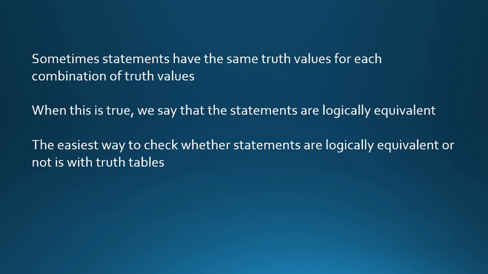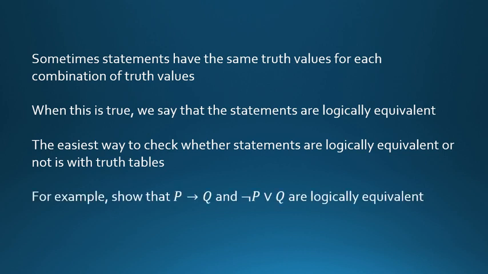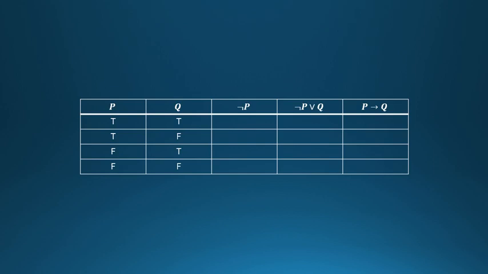So we're going to get right into a sample problem to see what we're talking about here. We're going to show that P implies Q, or if P then Q, as well as not P or Q are logically equivalent to each other. We're going to see how these two things give you the same thing. So let's set up our truth table. We only have P and Q involved, so we're going to have 4 rows, including the 4 possible combinations of truth values that we can have.